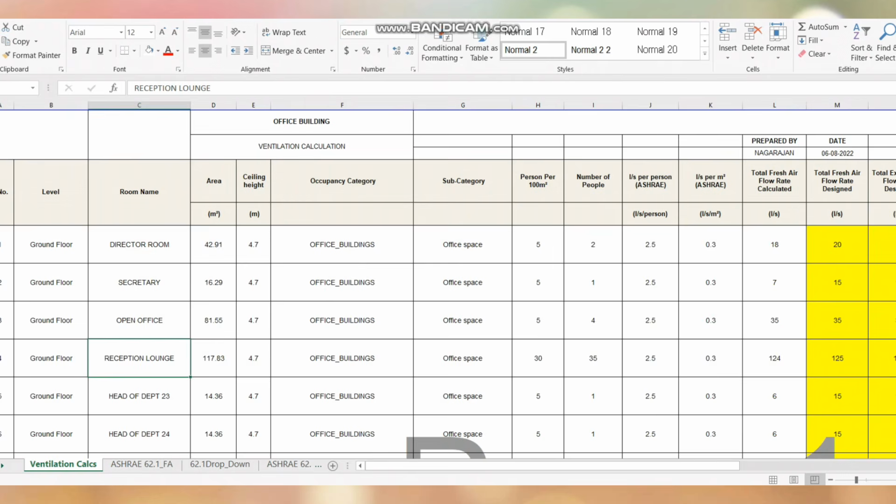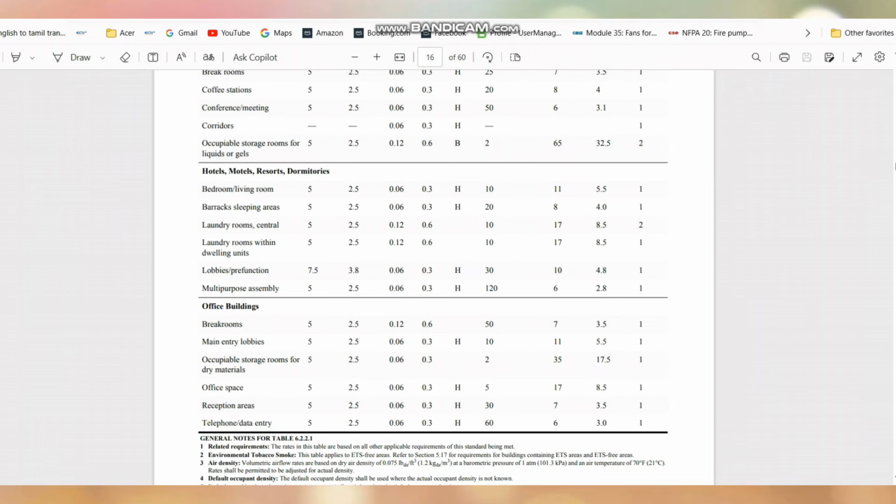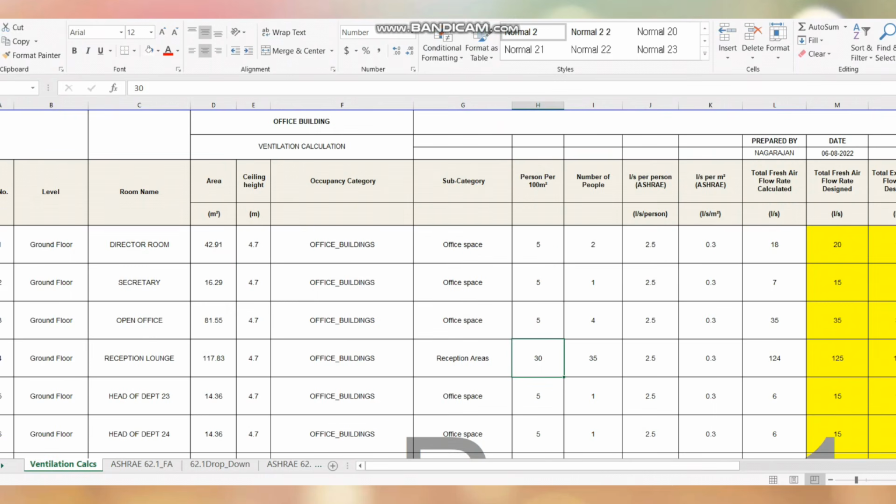So these changes we have to implement in our Excel file. For example, if you go to the reception area, here I have considered office building as the main category and subcategory. Here if you see, we have the reception area. So this one we have to change to reception area. So the value will change automatically. But here the number of people we have to enter. So the number of people based on the ASHRAE 62.1 is 30. So this 30 I have added here.